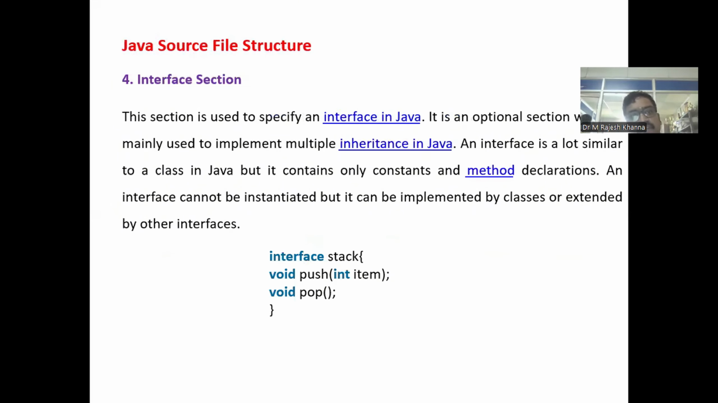Then next is the interfaces. This is an optional section. If you want to implement multiple inheritance in Java, you can use this one. The syntax is the interface keyword followed by the interface name, and we can declare methods. For example, here we declare the methods push and pop. It is only the declaration part. The classes which are going to use these methods define them. The interface cannot be instantiated, but it can be implemented by classes or extended by other interfaces.